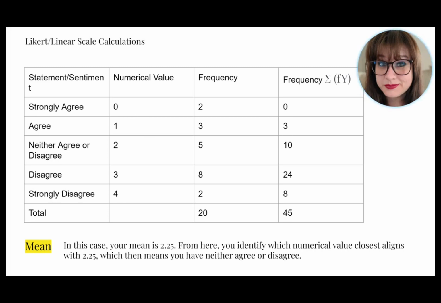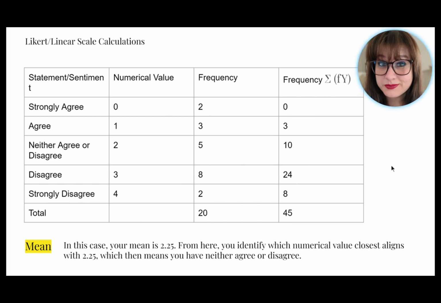So when you're using a linear scale or a Likert scale, sometimes you've already assigned a numerical value to it, but sometimes you don't. You'll just have strongly agree, neither agree nor disagree, etc., and you'll assign a numerical value to it if you haven't already. Then your frequency is the number of times that somebody selected this option, and this is what it comes to.